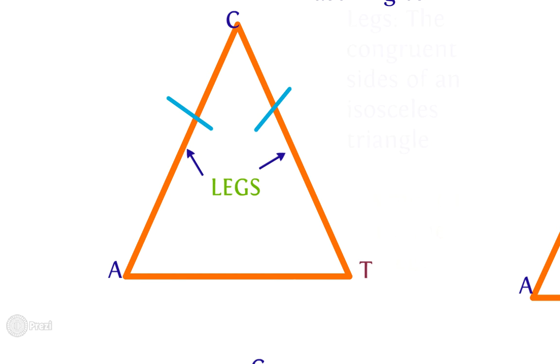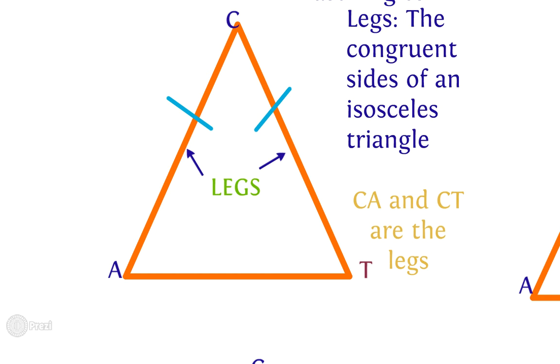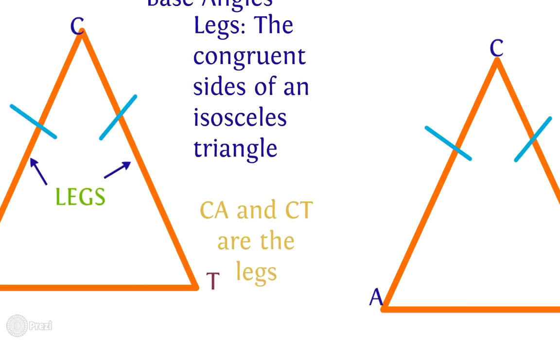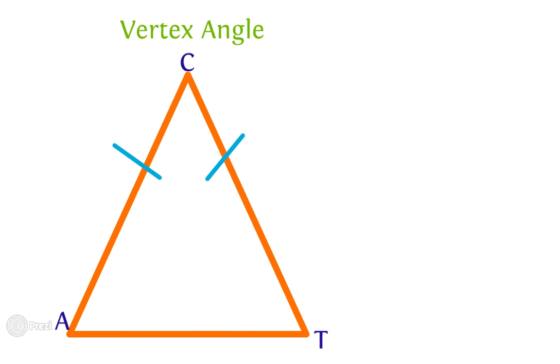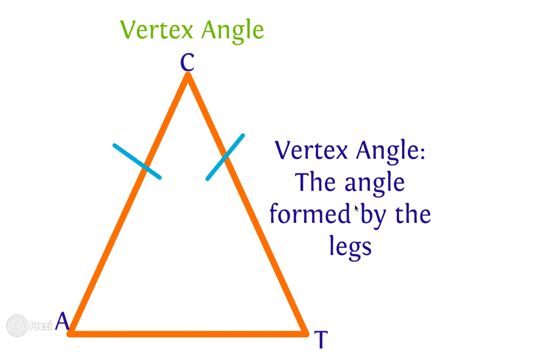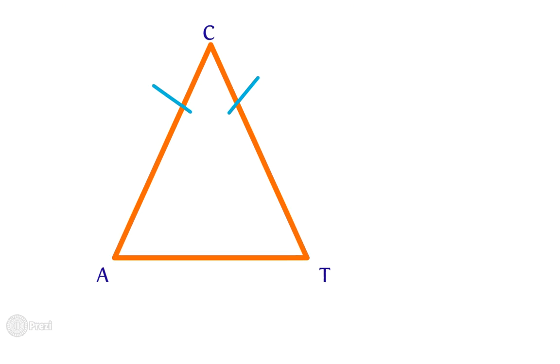All right, so the legs of the triangle, again, are the congruent sides of an isosceles triangle. So in this picture, CA and CT are the legs. The vertex angle, again, is the angle that is created by both of the congruent sides, or you can say the angle formed by the legs, however you want to word it. In this picture, angle C is going to be the vertex angle. Awesome, right?